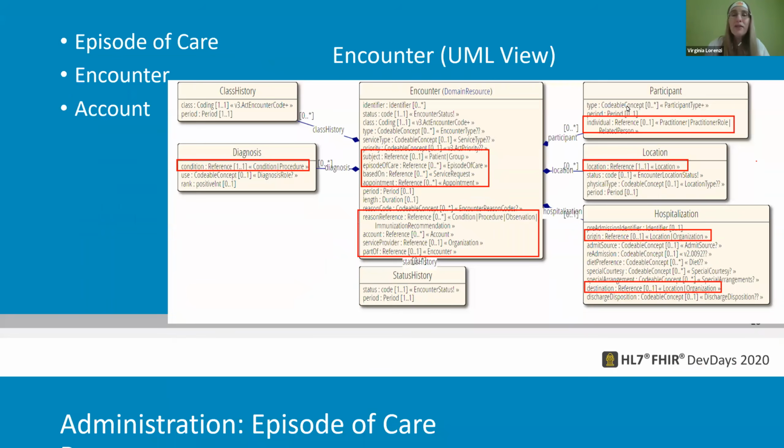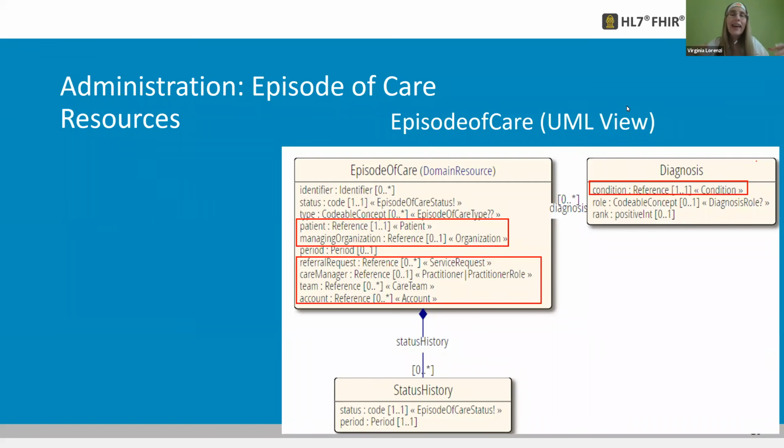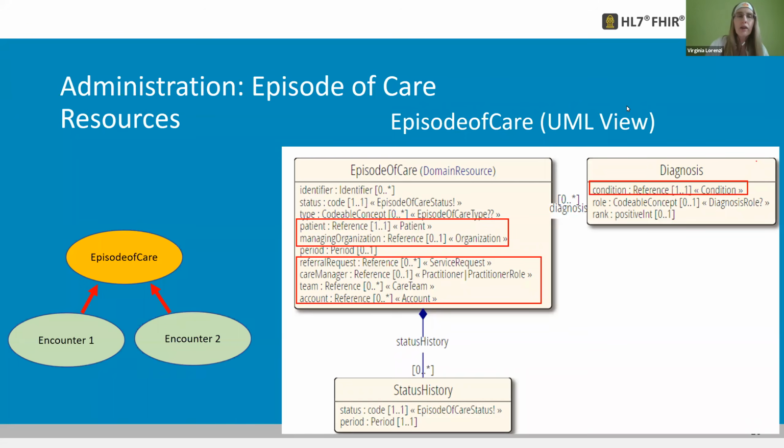Episode of care usually has a care manager who is responsible for watching an entire episode of care and working with a care team across the community. And an episode of care may have multiple encounters, but you will notice that there is no encounter in episode of care. This is an important nuance to realize. Resources are connected to resources, but sometimes it's in one direction, the logical direction, because an episode of care could have many, many encounters. So the encounters instead point to the episode of care.